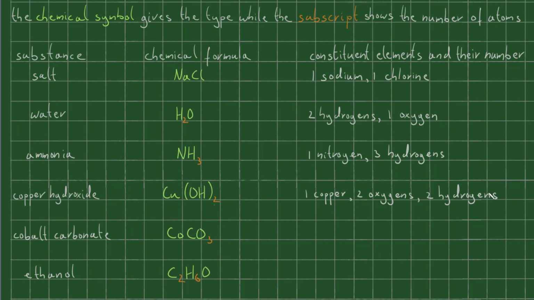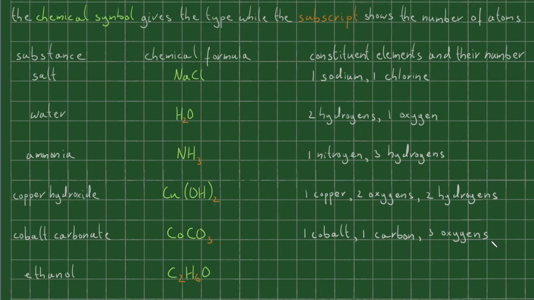The chemical formula is CoCO3, and here you have to be a little bit careful. Capital letters and lowercase letters matter a great deal. Capital C, lowercase o, is the chemical symbol for cobalt, so I have one cobalt atom. Capital C stands for carbon, so I have one carbon atom. Capital O stands for oxygen, but I have a 3 in subscript, so that means I have three oxygens.